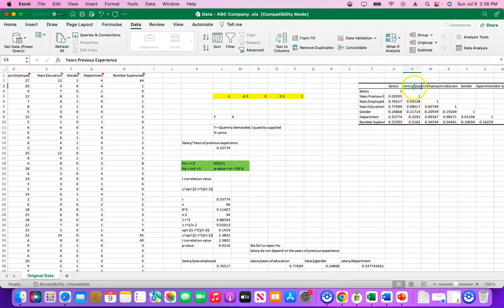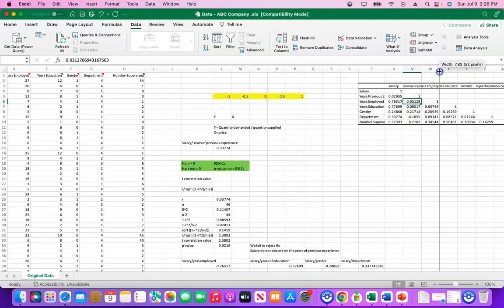So we can look at the correlation between years of previous experience by itself, correlation between years of previous experience with years employed, correlation between years of previous experience with gender and so forth. The correlation between years of previous experience and years of education is not significant. It is less than 0.05, but we need to test it. And we can also test all these other correlations to see if there is a relationship between years of previous experience and other variables.